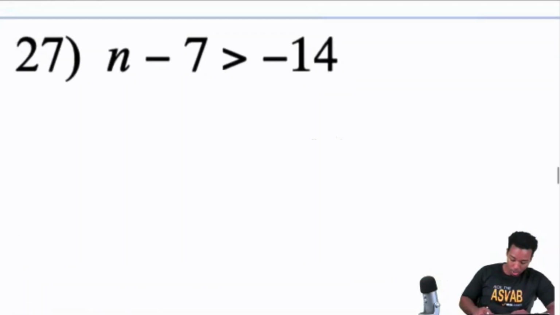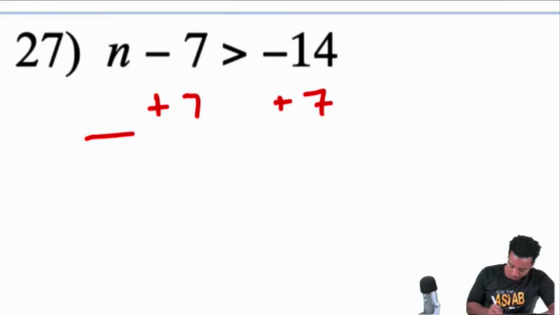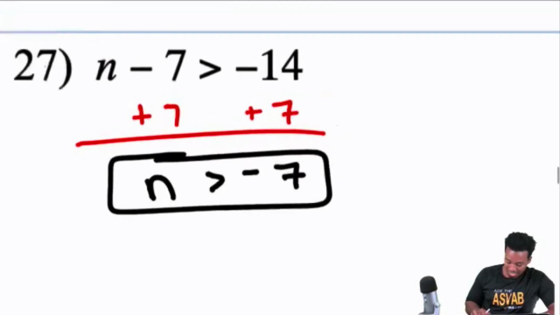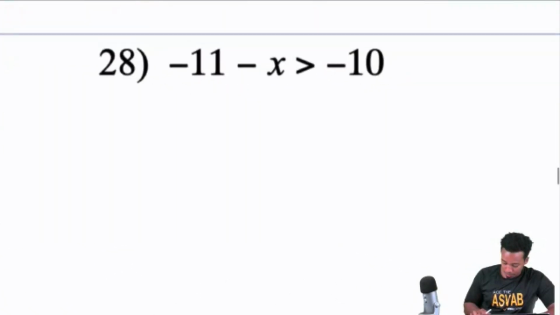So here we go. Number 27. Only step that we're going to do is add 7 to both sides. That's going to give you n greater than negative 7 right there. So 27 is n is greater than negative 7. So then 28, negative 11 minus x is greater than negative 10.